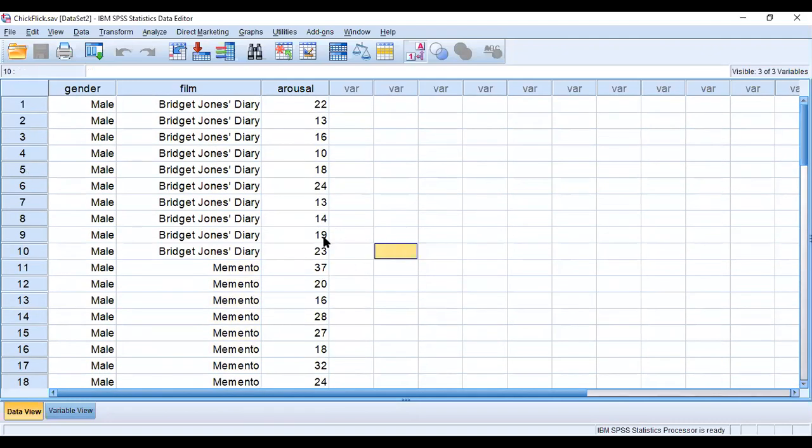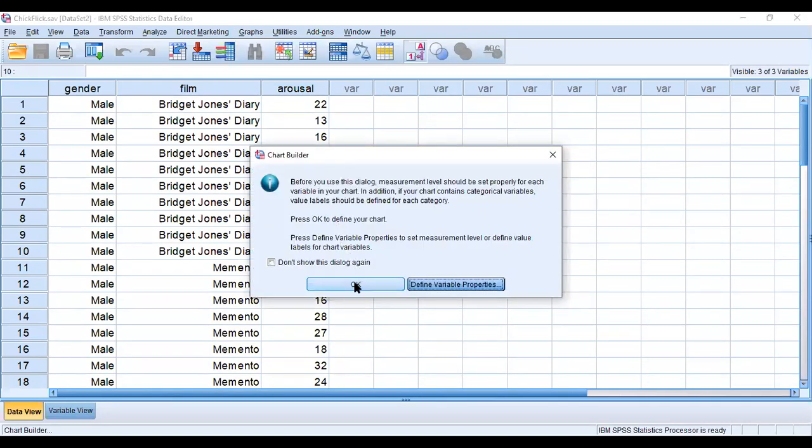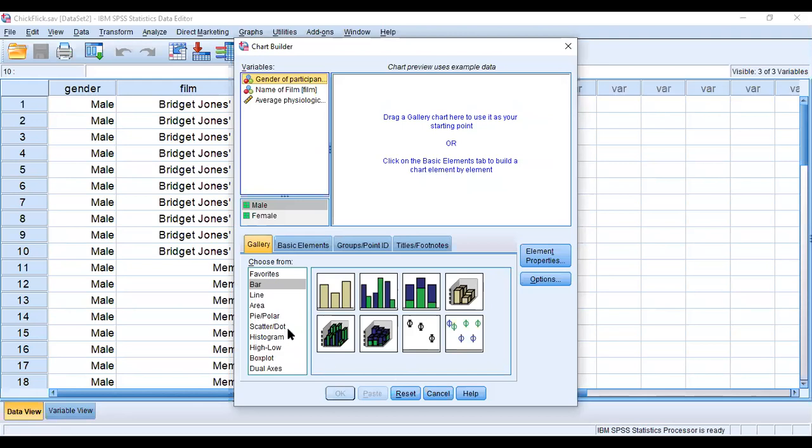Then how to show this particular data in a graph? We can understand that male and female both like the Memento movie, but if we present this data through a graph, then it would be more fruitful for us. So we should prepare our data and show it through a graph also. So in bar, I will select bar for two variables. So I am selecting here.